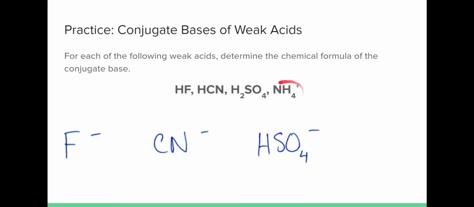Finally, we have the ammonium polyatomic ion. It has 4 hydrogens, and it has a positive charge already. If it loses one of the hydrogen atoms that it has, it's going to become NH3, but the positive charge is going to come back down to a neutral charge because we're losing some positive charge. So the conjugate base of that acid is NH3.